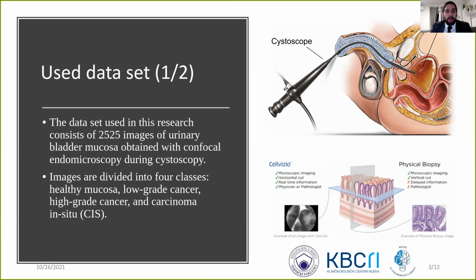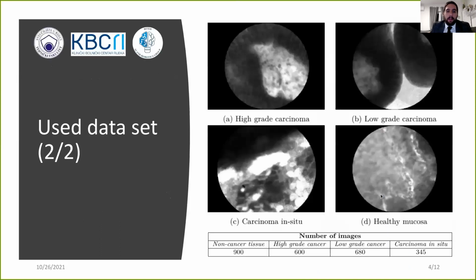Images collected by endomicroscopy during cystoscopy are divided in 4 classes. These classes are high-grade carcinoma, low-grade carcinoma, carcinoma in situ, and healthy mucosa. By healthy mucosa, in fact, we mean non-cancerous tissue, while other issues like inflammatory changes are included in this class, healthy mucosa.